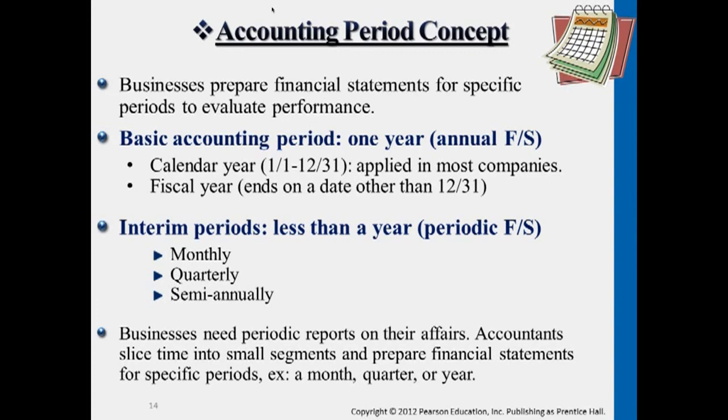So the annual statement always covers a 12-month period. It could start from January 1st. It can also start from other dates, but as long as it's 12 months, then that's okay. Right, but most of the companies follow calendar year. Other retail stores may follow other dates, fiscal year, and on another date other than December 31st.